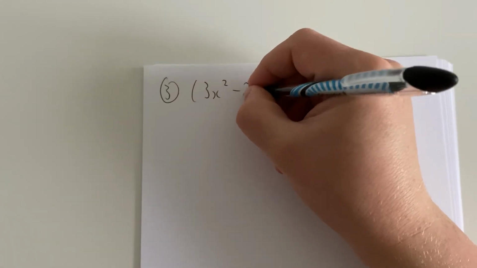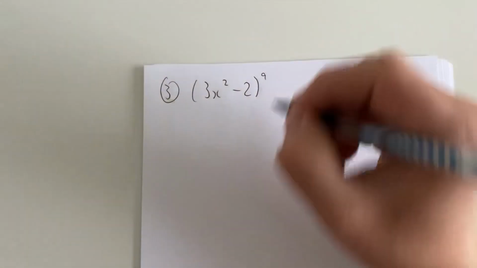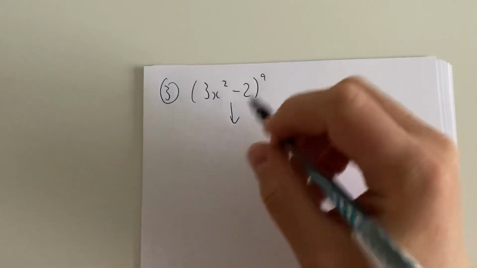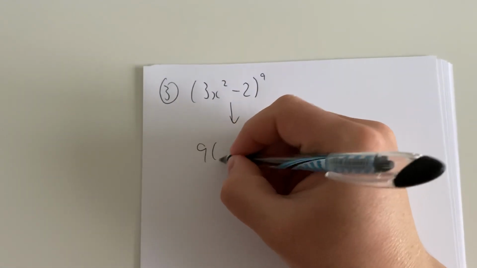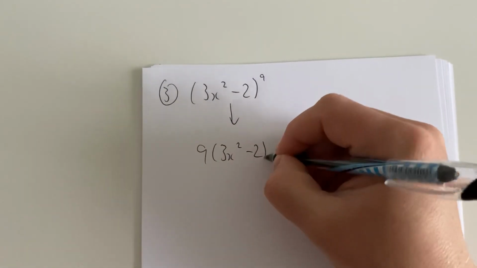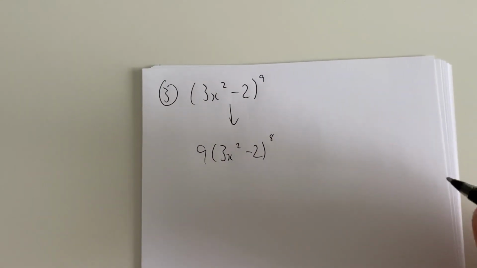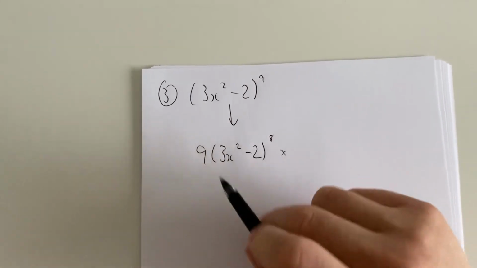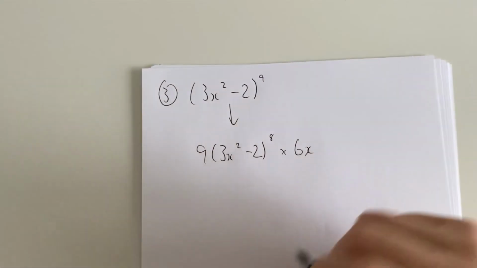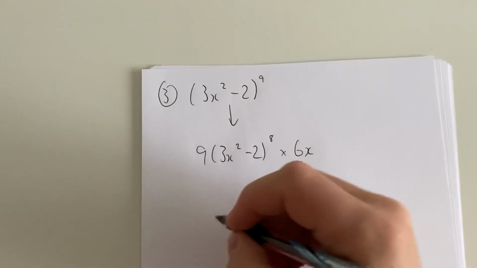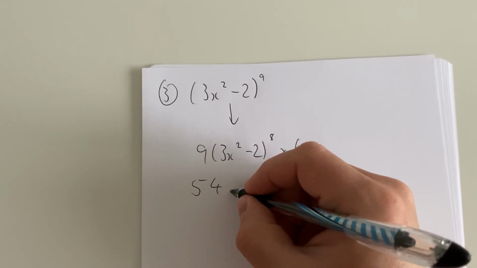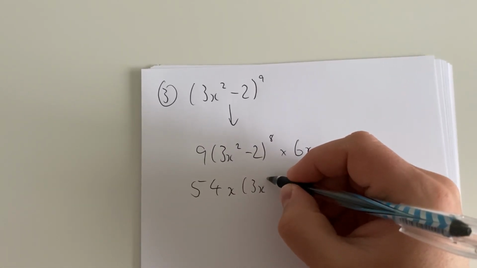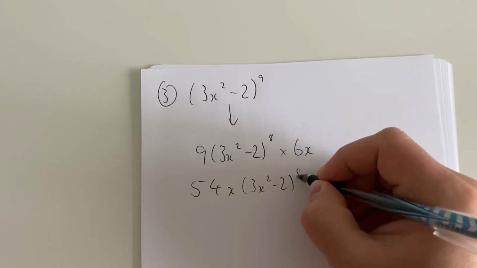3x squared minus 2 to the 9. So following what we did before, times by the power and lower the power by 1. But this time, when you multiply by the differential of the function, you've got something a tiny bit more complicated, 6x. So you are left with 54x to the 5 times by 3x squared minus 2 to the power of 8.